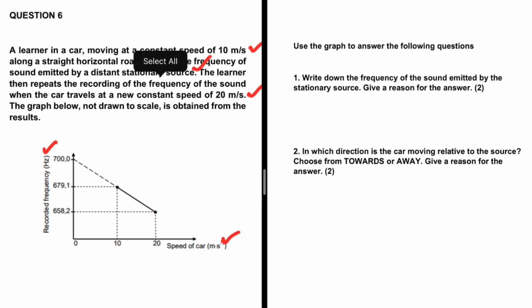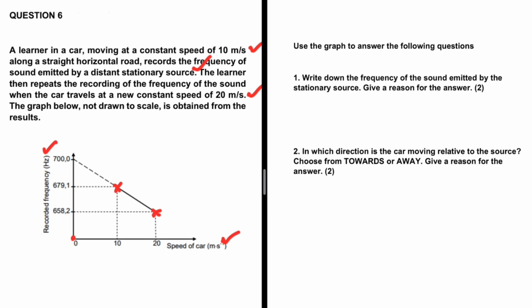So let's analyze this graph. When the speed of the car is 0 meters per second, the frequency recorded is 700 hertz. We're going to come back to that. And then when the speed of the car is 10 meters per second, the recorded frequency is 679.1 hertz. And then when the speed of the car is 20 meters per second, the recorded frequency is 658.2.